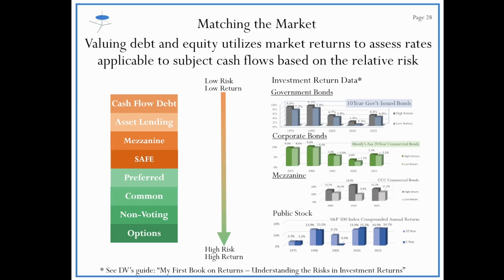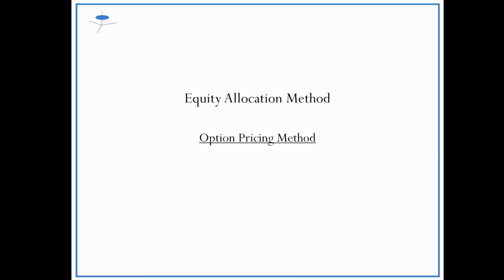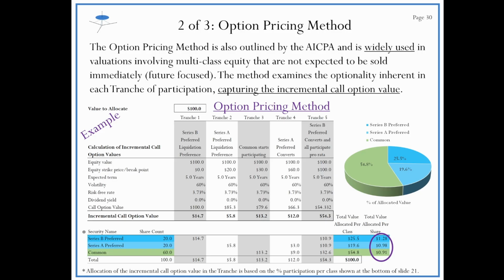Equity allocation model number 2 is the OPM. The option pricing method of equity allocation utilizes the total value allocated at the end of each tranche to construct incremental call options using time to liquidation or sale and the volatility of publicly traded companies. The value of the tranche is the difference between the call options for that tranche less the call option for the next tranche. The value of the class of equity is the sum of the participation in each tranche.